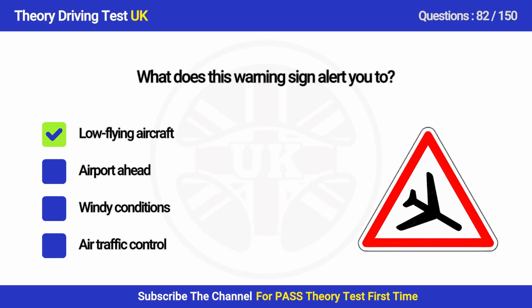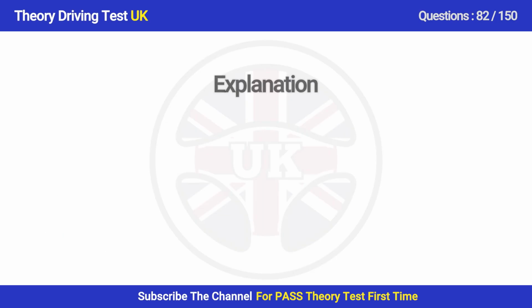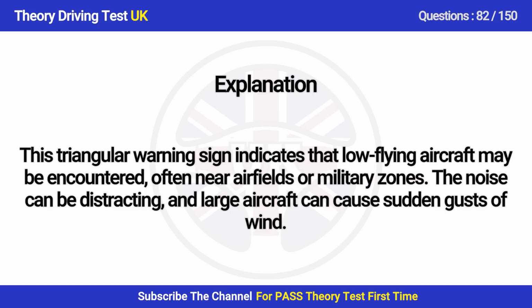Answer is A. Low-flying aircraft. This triangular warning sign indicates that low-flying aircraft may be encountered, often near airfields or military zones. The noise can be distracting, and large aircraft can cause sudden gusts of wind.